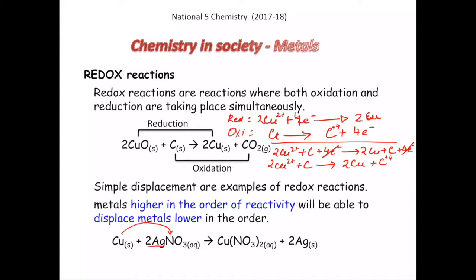So what is happening to copper? Copper is changing into copper ion by losing electrons. It is getting oxidized. Silver ions are changing into silver atoms by gaining electrons. So this is gaining electrons. So this is getting reduced. So you have copper getting oxidized and silver getting reduced. And you can try and write the ionic equations separately and then combine them together.